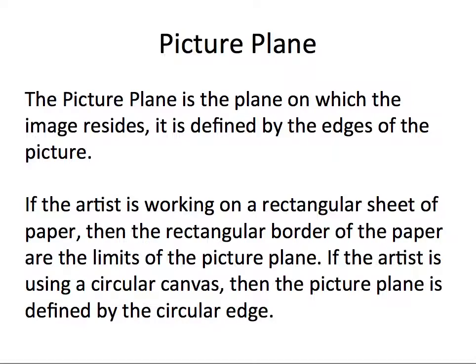So if you have a web browser and you click a window, whatever you can see is going to be limited by the size of that window. And so if an artist is working on a rectangular sheet of paper, then the rectangular border of the paper is the limit of the picture plane. If you're using a circular canvas, then it's defined by that circular edge. That plane is where the art happens, and so we call it the picture plane.